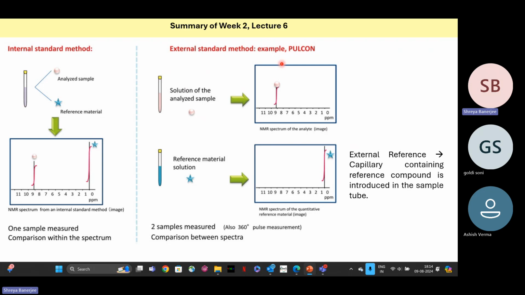But in what cases is it used? Mainly when your sample is very sensitive. That is, if you have the reference and sample inside the same tube, the sample is either reacting with the reference or it is decomposing. In that case, this external standard method is used to preserve the sample.